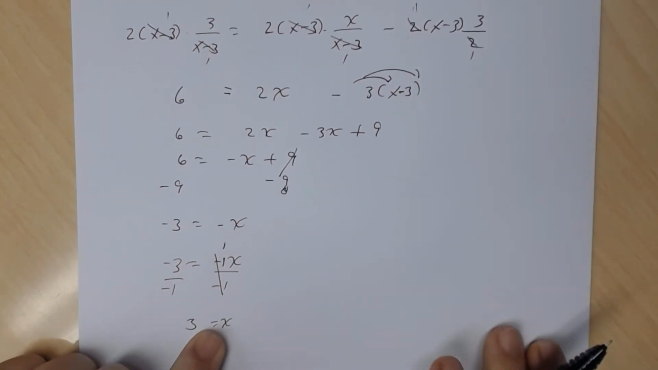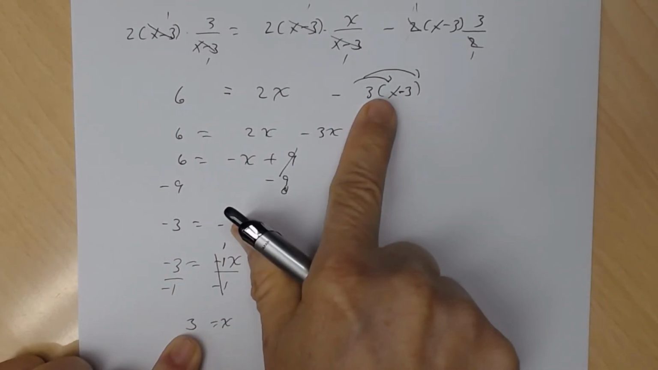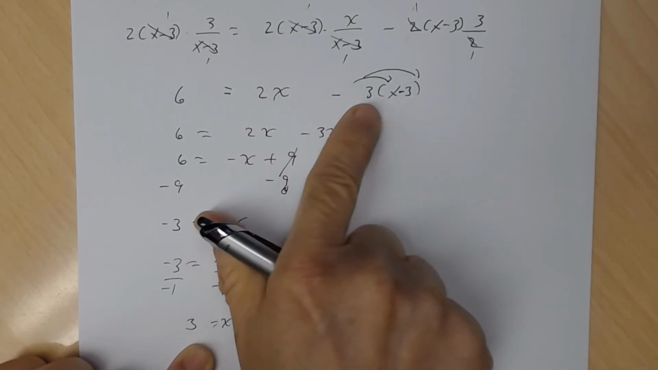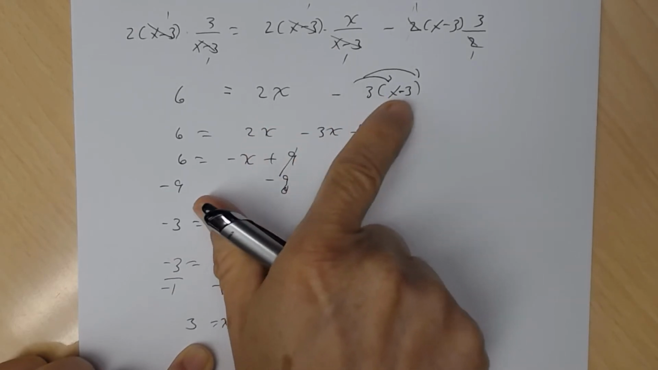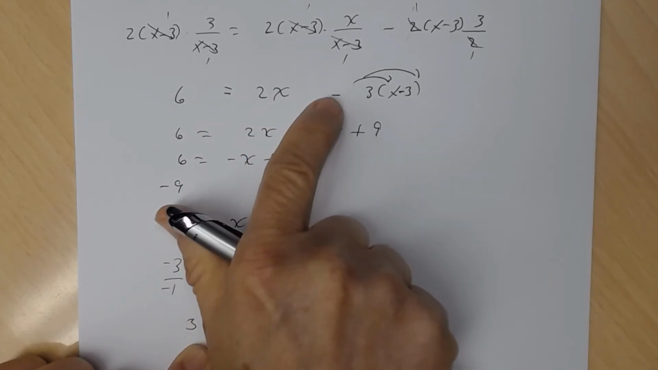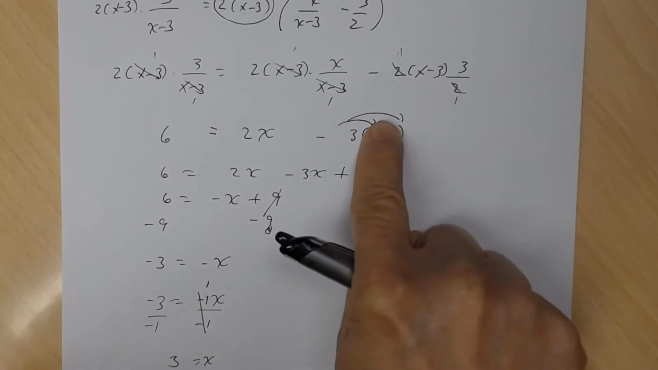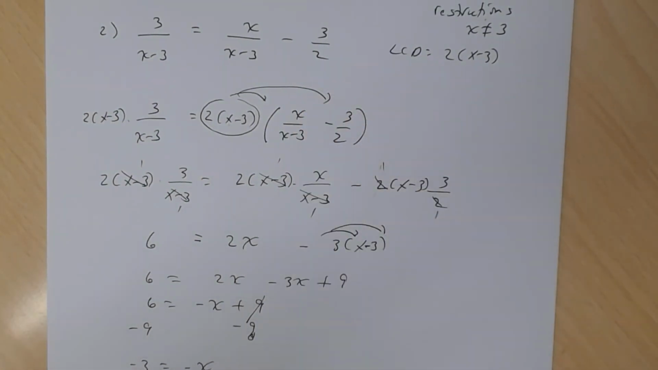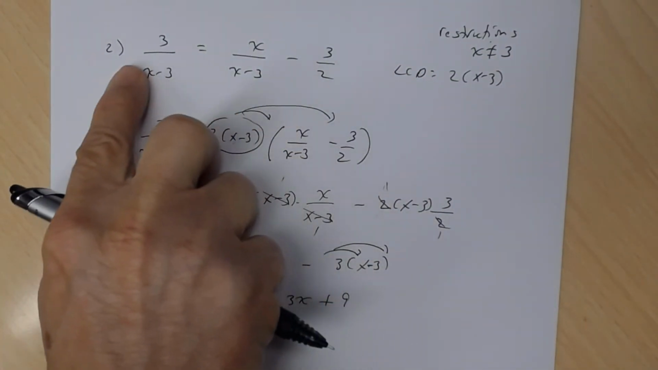So this is a solution. See this right here? That's a solution to this linear equation. Because watch, 2 times 3 is 6. And then 3 minus 3 is 0. So 3 times 0 is 0. So 6 minus 0 is 6, and 6 does equal 6. So that is a solution. This here is a solution to this, but I'm trying to find the solution to the original. So I can't use x equals 3 as the solution to the original because it makes my denominator 0.